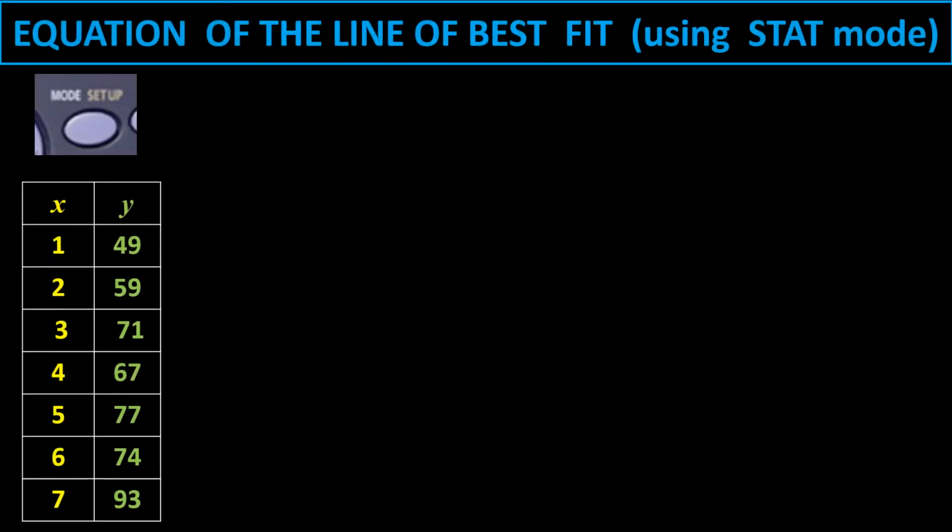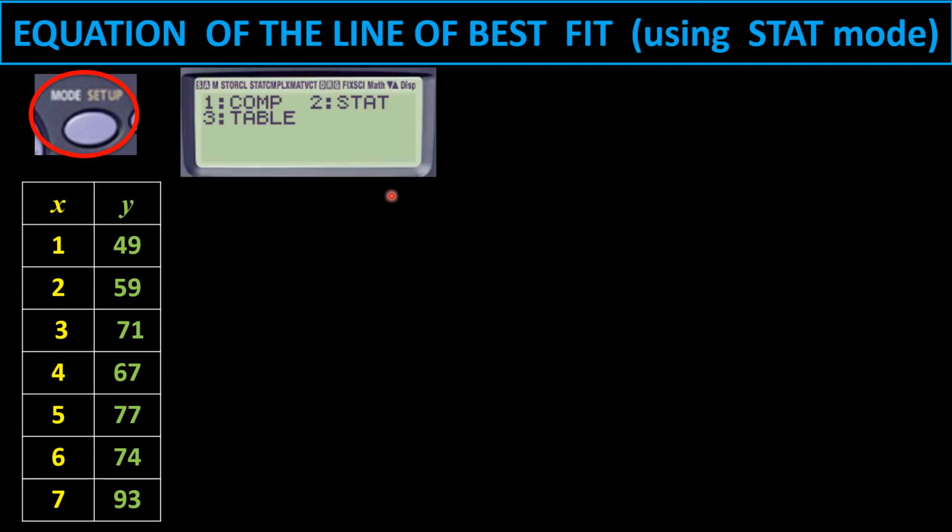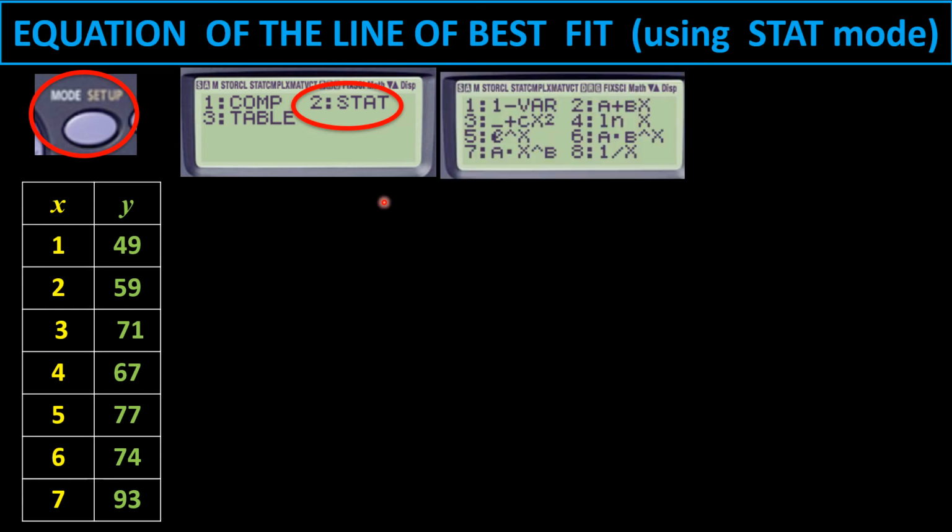Now we're going to look at the easier option of finding the equation of the line of best fit, and that is using your scientific calculator but using the stat mode. So let's assume your calculator is on, and you find that particular key on your calculator. Just press the mode setup key, and if you do that, you'll see that on your screen, right? And then because we want the stat mode, you can see the stat mode. There's the stat mode 2. So you enter 2, and when you do that, you'll see that popping up on the screen.